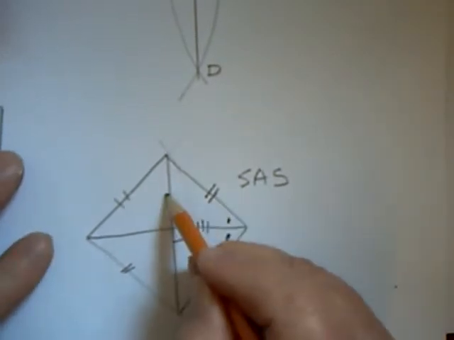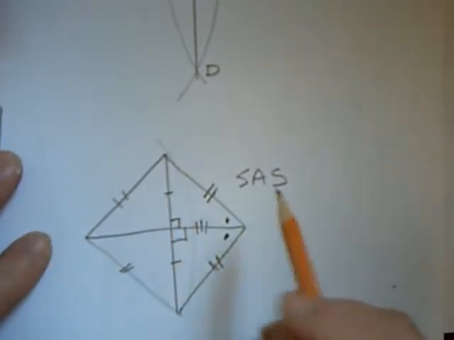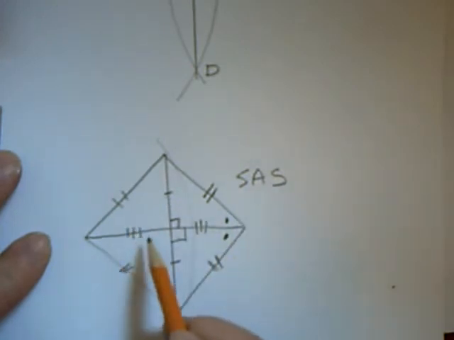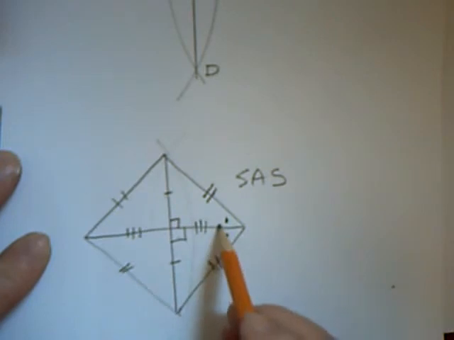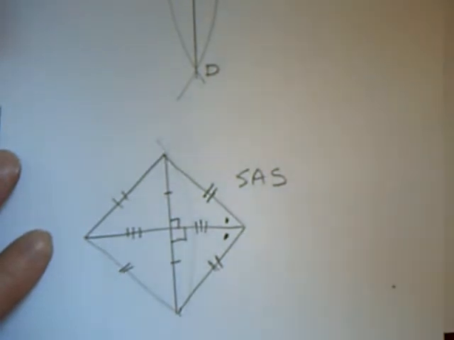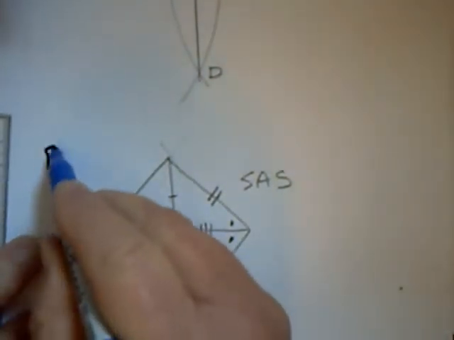Okay? Also, this side will equal this side. Now, using these two triangles, I could show the same thing, that this side equals this side. So we end up with a perpendicular bisector. Okay, and this sort of a shape where you have all four sides equal is called a rhombus.